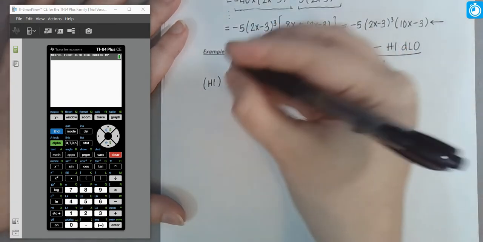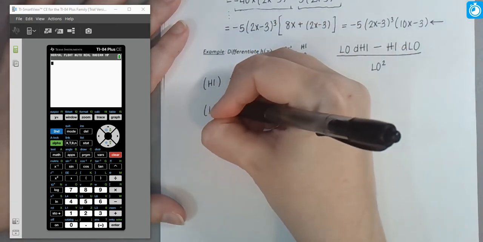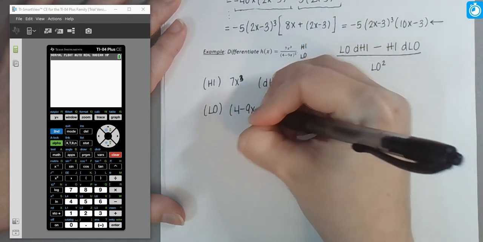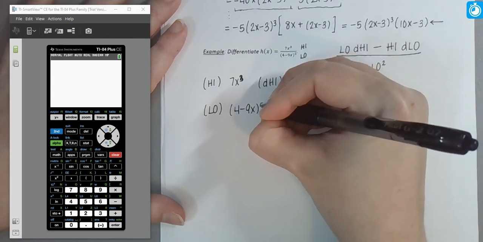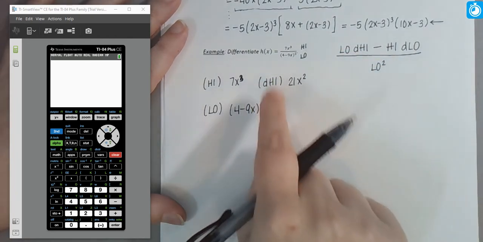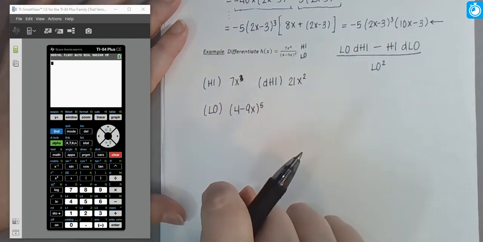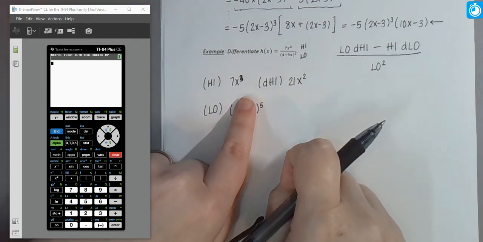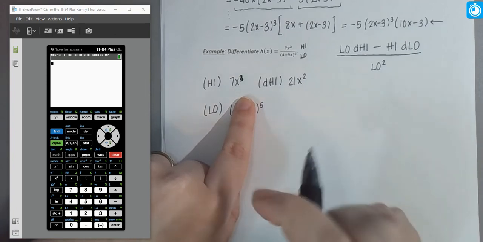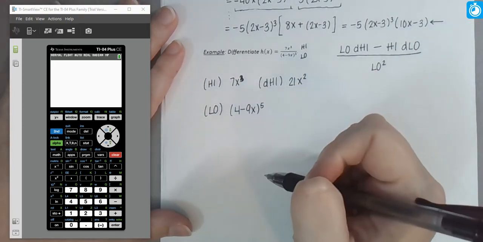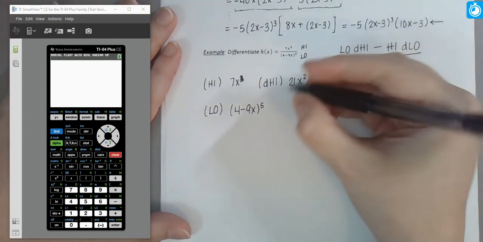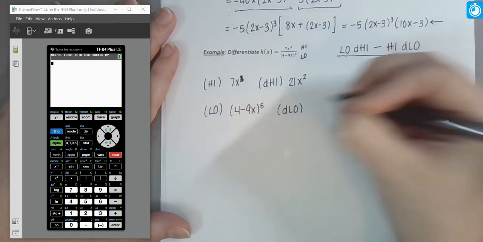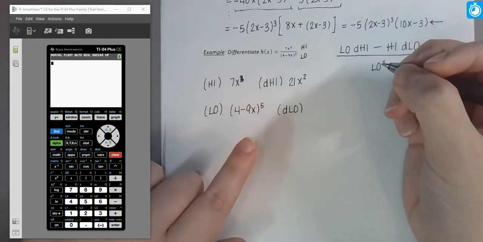Now, the lower function, that's going to be 4 minus 9x raised to the 5th power. So this is a chain rule situation, or again, we can call it the extended power rule because it's really something raised to a power. Use the power rule, but multiply by the derivative of whatever happens to be inside of that exponential expression. So d low, the derivative of the lower function.